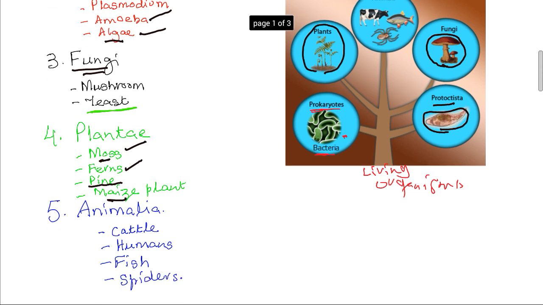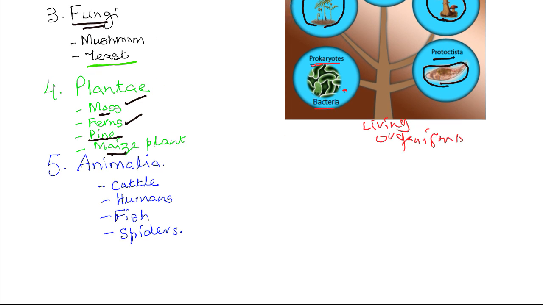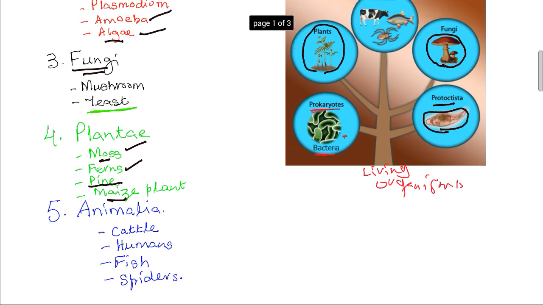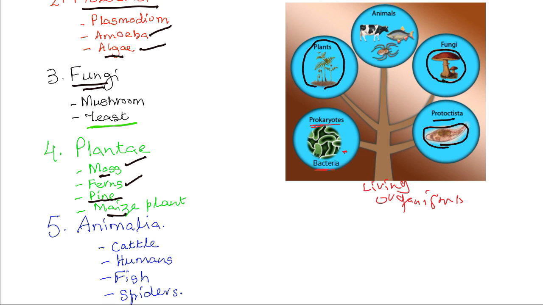Then lastly, there's the kingdom Animalia. This kingdom comprises the more familiar multicellular animals that include cattle, fish, and arthropods such as the spider. The members are heterotrophic, that is, they obtain already made food from the bodies of plants and animals.